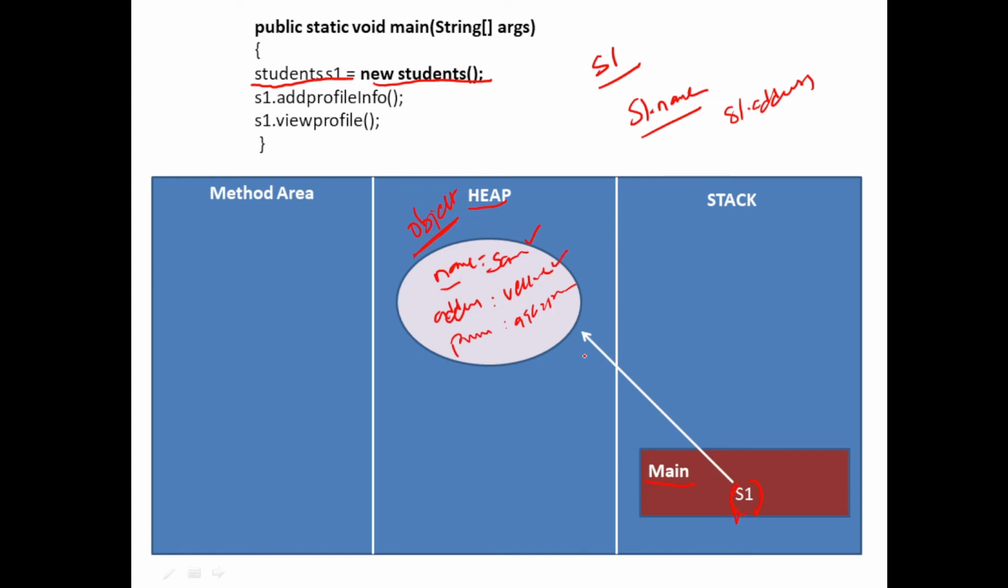What is the phone number for this object S1? S1 dot phone number. So you have to use the dot operator to access the values pertaining to your attributes. How does it happen? You use the reference, that is S1 dot name, dot address, dot phone number. If I have a method defined, how will I access that? S1 dot add profile info, S1 dot view profile info.